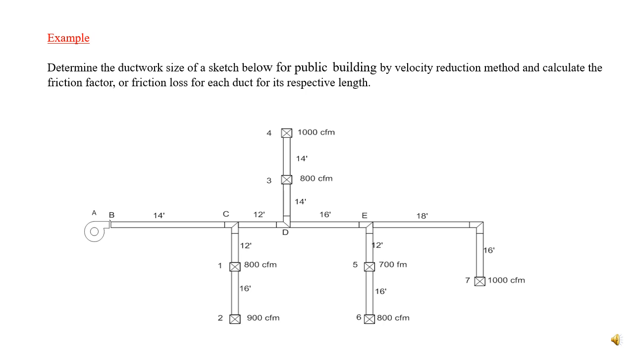But since this is a velocity reduction method, you know the CFM, then you can select the size of the duct, and you can also read the friction factor from the duct calculator or ductulator. Then you have to multiply, for example, 0.1 per 100 feet length by the 14 feet, so that you get the friction factor for the whole length of the section, for example here BC.